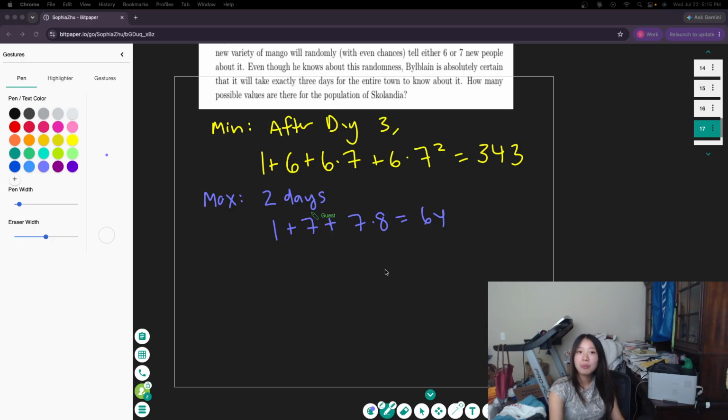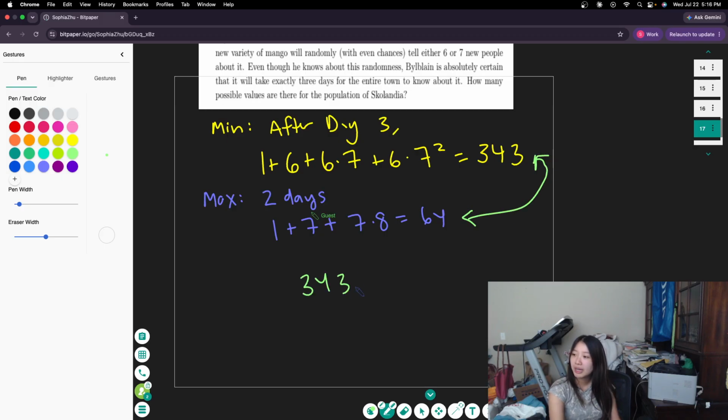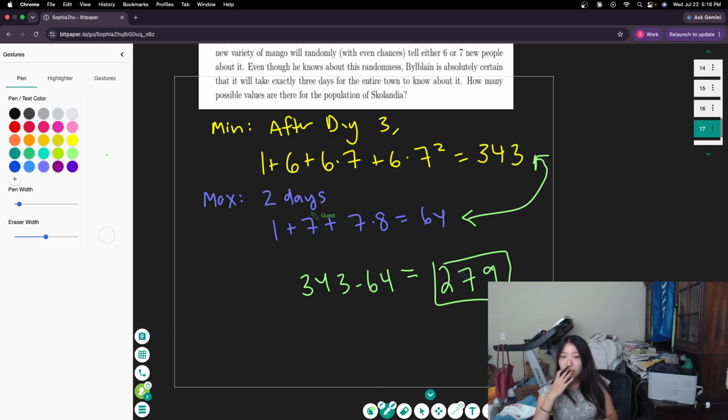So we want to figure out how many possible values lie between these values, because we have our max and our min. So in order to do that, we do 343 minus 64. Sorry guys, my mouse. This gets us a final answer of 279. So that's our final answer. As you can see, we just do a minimum and a maximum, and we say, okay, assume in this worst case scenario, everyone tells 7 people or everyone tells 6 people.